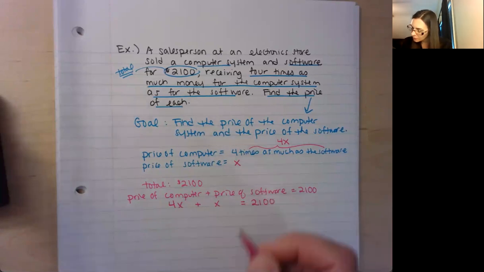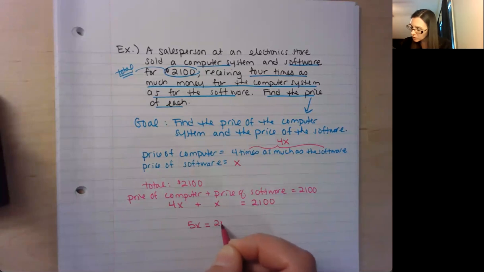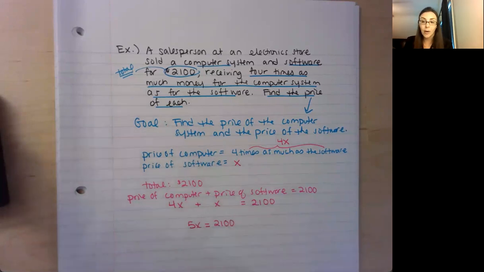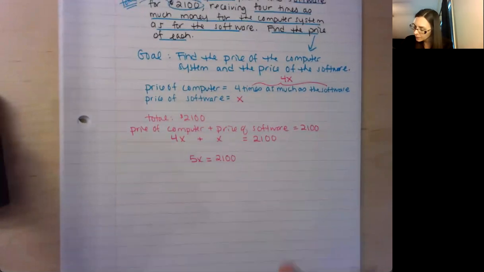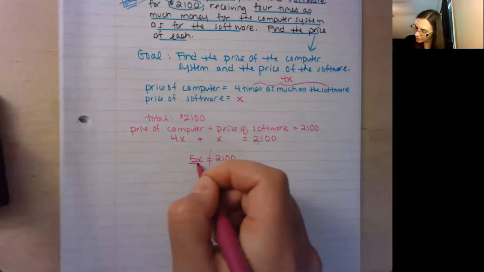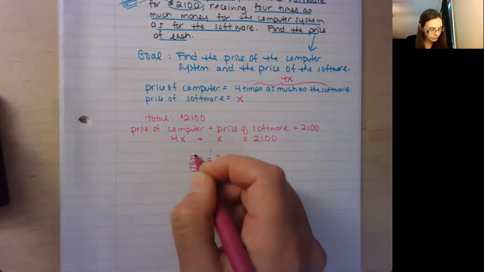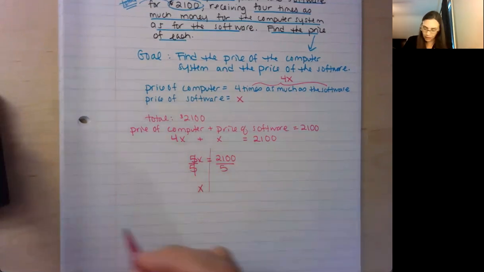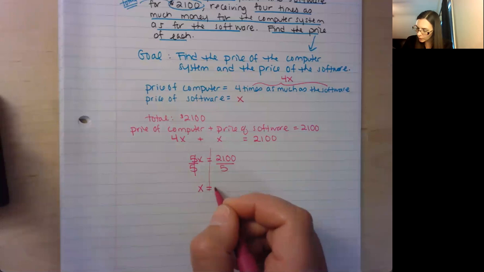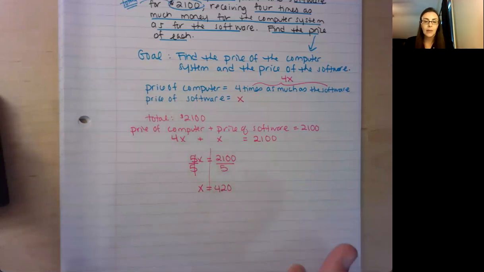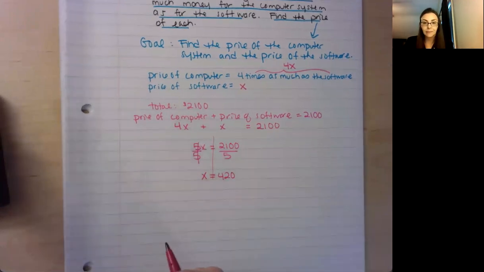Now solving this, 4X and X I can just combine to be 5X. I actually have a pretty simple equation. A lot of times you may find that the hardest part is setting everything up, and the equations usually aren't too bad to solve. So here I'm going to divide by 5 on both sides. And again, you can do the long division out on your own. I'll save you some work there, and we'll get 420.